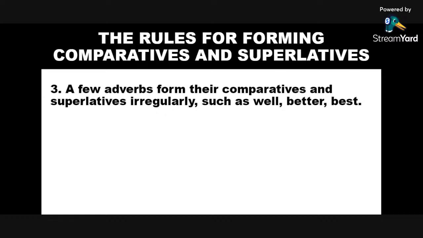And then we look at the third one, the rule for forming comparatives. Now, rule number 3, a few adverbs form their comparatives and superlatives irregularly. And we call them irregular adverbs. And we just have one example here. Well, better, best. You see, well, better, best. So you need to understand, I earlier referred to best as a word that can be used as an adjective and also used as an adverb.